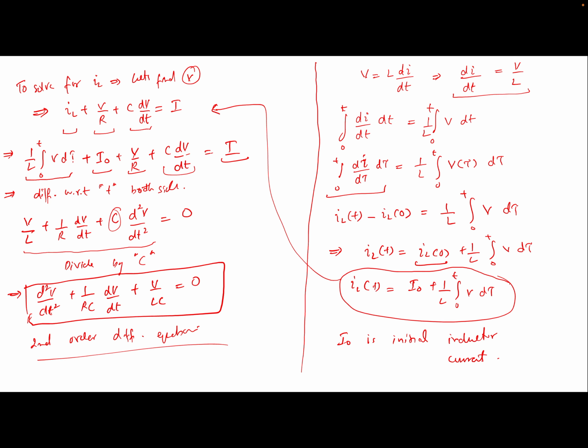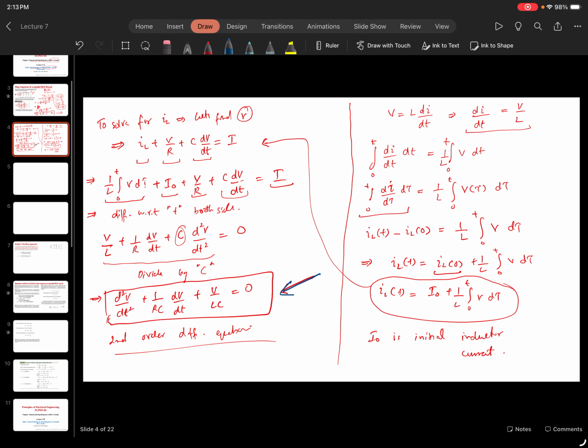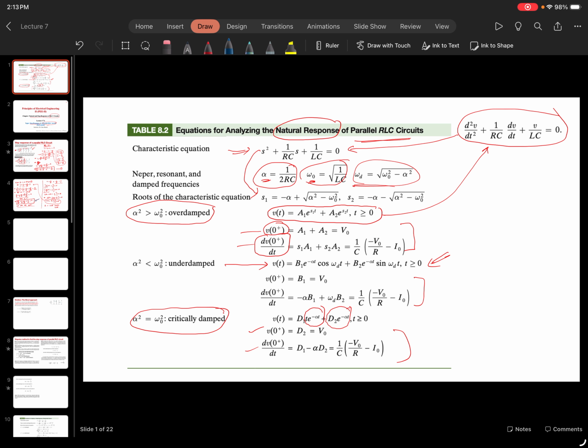And interestingly, if I just go back and show you one interesting thing: this equation, which is a second order differential equation, looks exactly the same as the one that we derived in the previous expression: d squared V by dt squared plus 1 over RC dV by dt plus V over LC equals 0. And it had three solutions depending on what your response is.